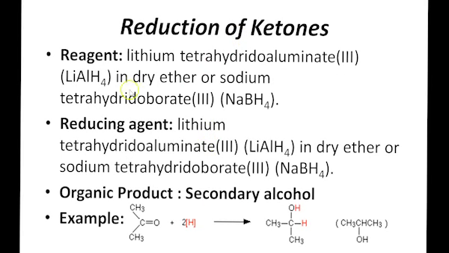Ketones: the reagents are the same, the reducing agents are the same, but unlike aldehydes, here the organic product is a secondary alcohol. So any ketone, here we are using propanone, when reacted with the reducing agent produces the secondary alcohol propan-2-ol.